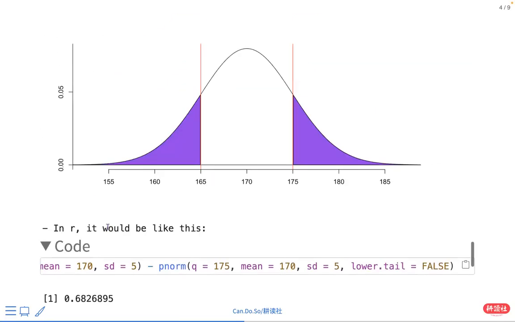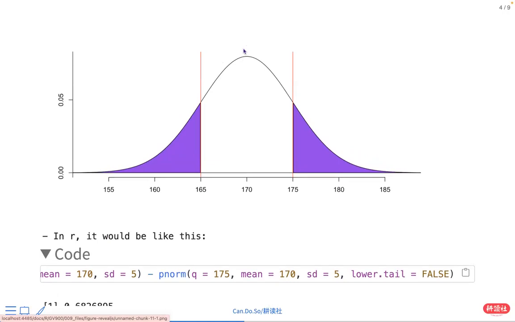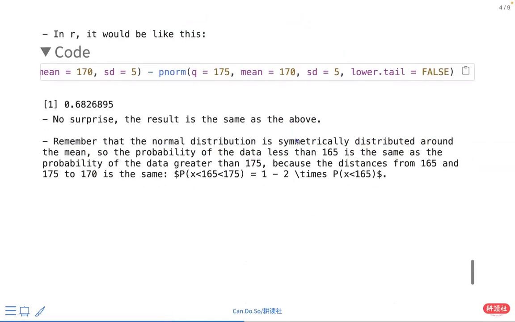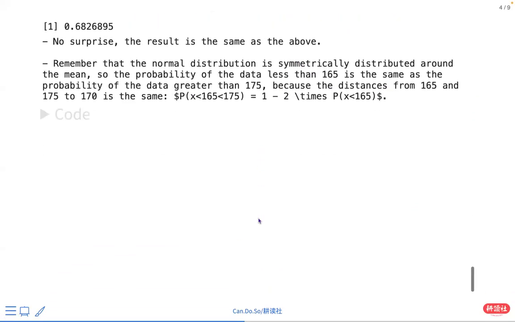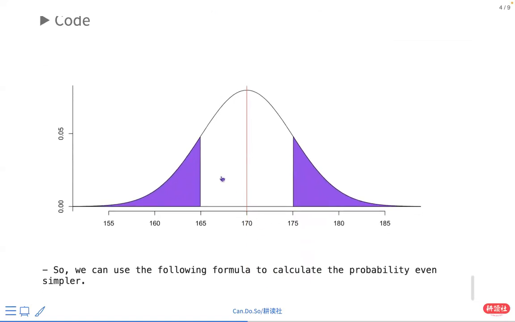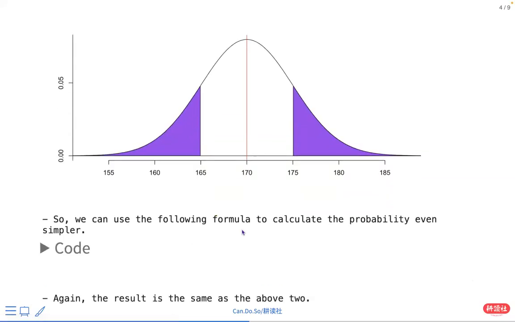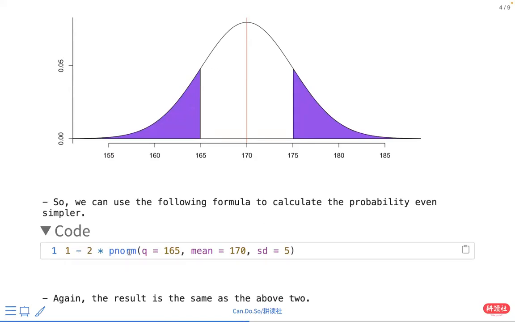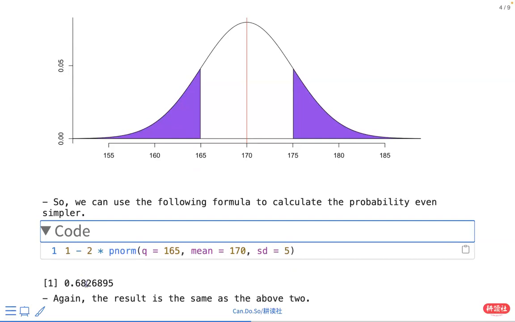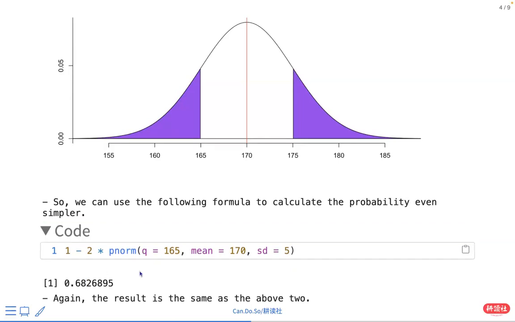And remember that this normal distribution is symmetrically distributed around the mean, which means this part and this part are equal. So we can do it even simpler: 1 minus 2 times this part. Again, the result is the same as above.